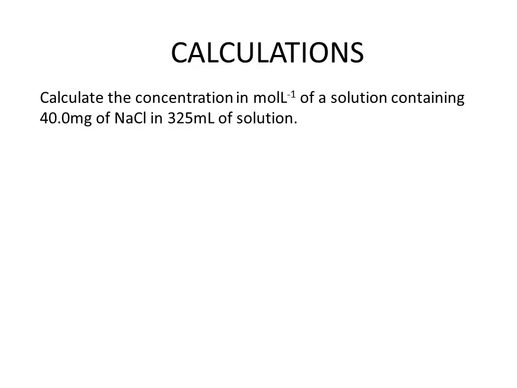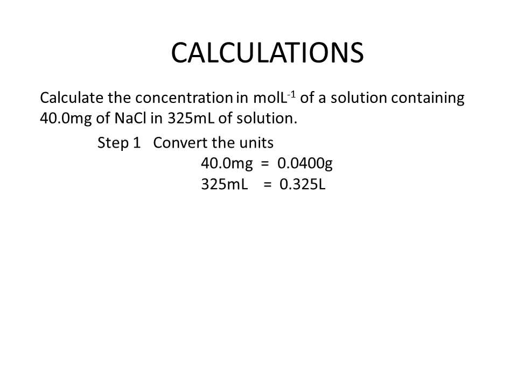So let's see how this works in practice. In this problem, we're asked to calculate the concentration in moles per litre of a solution, but we've been given milligrams and millilitres. So the first thing that we have to do to start this problem is to convert our units, because to calculate moles, we're going to need grams, and to calculate moles per litre, we're going to need our volume in litres. So the first step is to convert the units. 40 milligrams is 0.04 of a gram, and 325 mils divided by 1,000 to get it into litres.